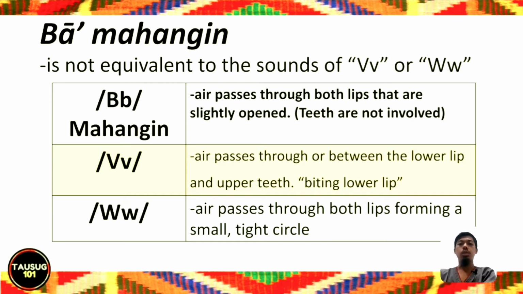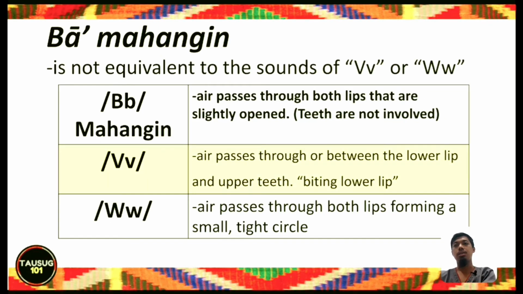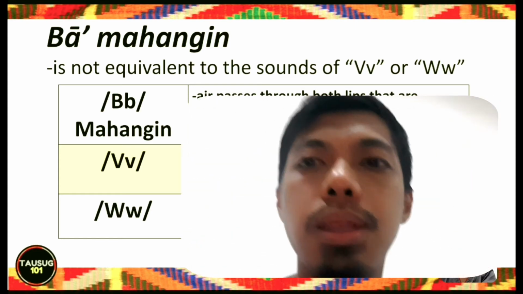It is important to note that Bā Mahangin is not equivalent to the sounds of va as in letter V or wa as in letter W. Why? Here are their differences. Bā Mahangin, air passes through both lips that are slightly open. Teeth are not involved.